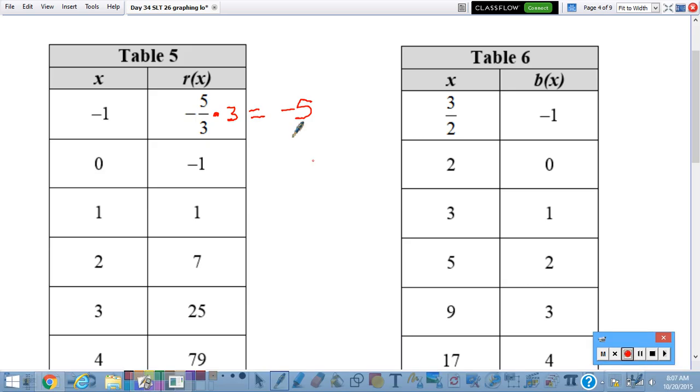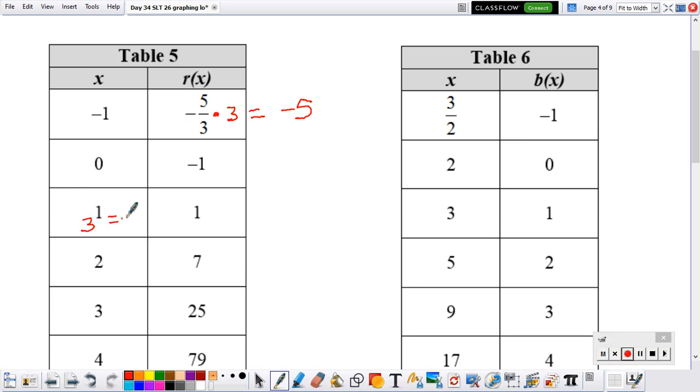Okay, so we know that we have a multiplication pattern here of multiplying by 3 because otherwise there would be no way to get rid of this fraction. So let's think. 3 to the first would be 3, and it's supposed to be a 1. 3 squared would be 9, and it's supposed to be a 7. So what do we have to do with all of these values? So similarly, guys, 3 to the -1 would be 1/3. 3 to the 0 would be 1.